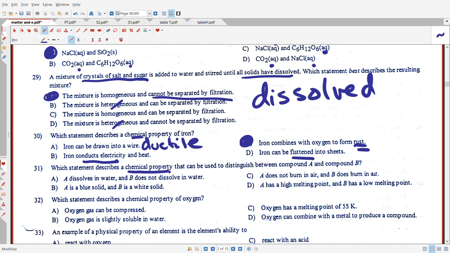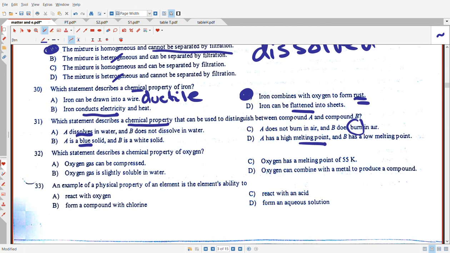Which describes a chemical property? I'm looking for keywords like burn, rust, corrosion, so I'm done. But whether it dissolves, or the color, or the melting point, those are all physical, because you want to make sure you're familiar with physical versus chemical.